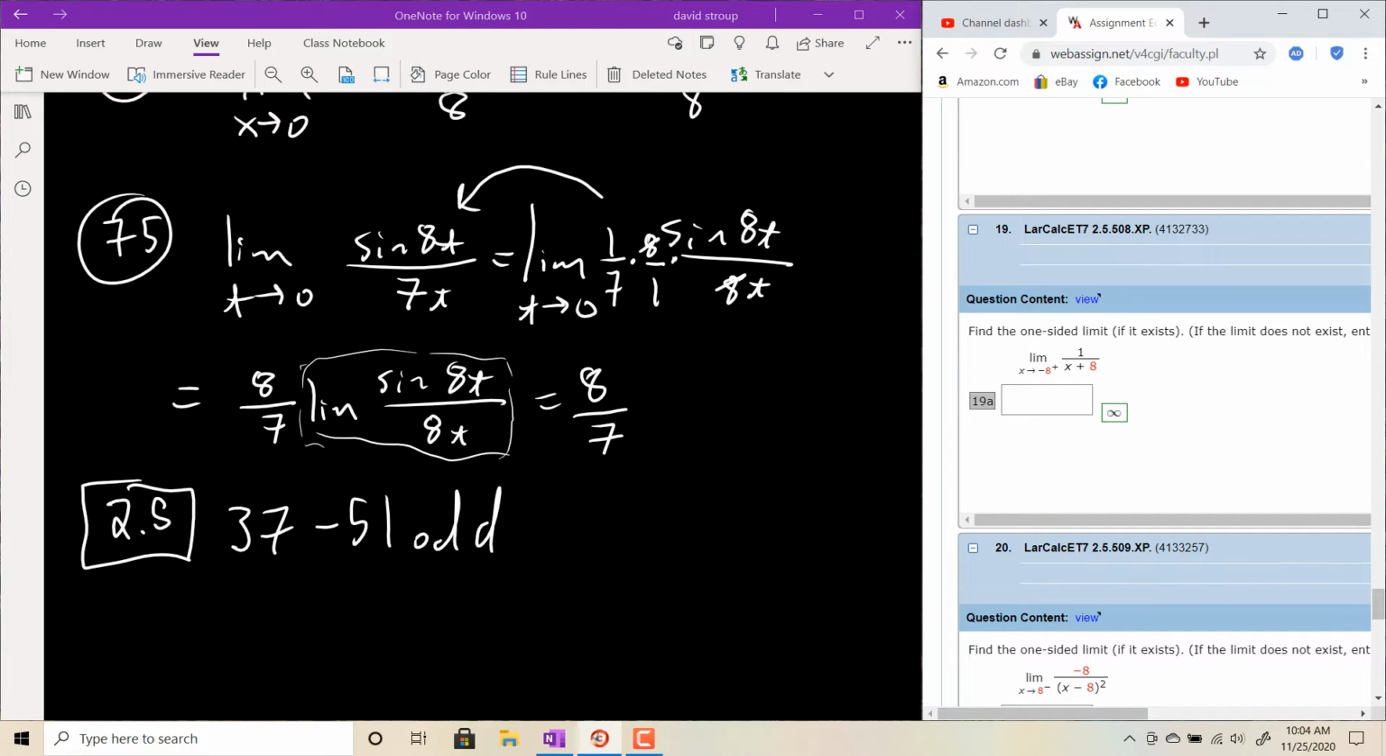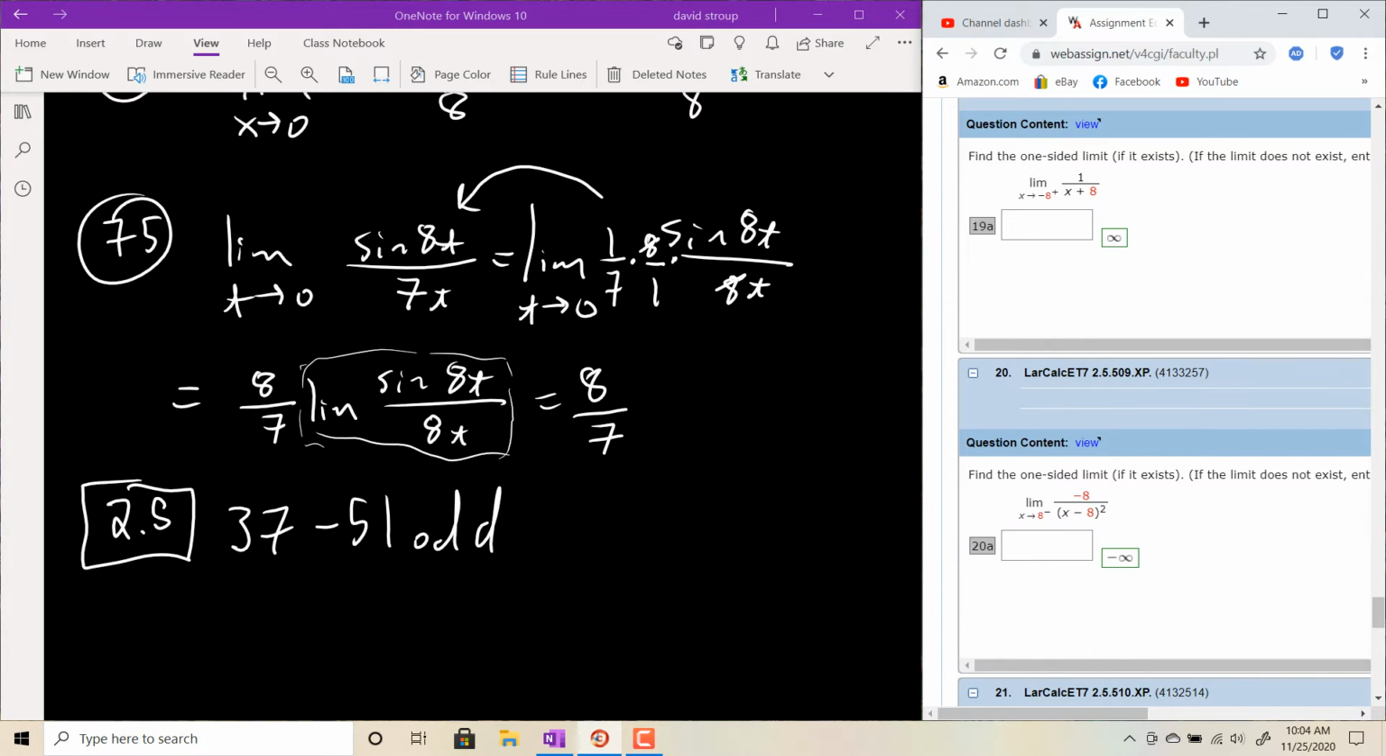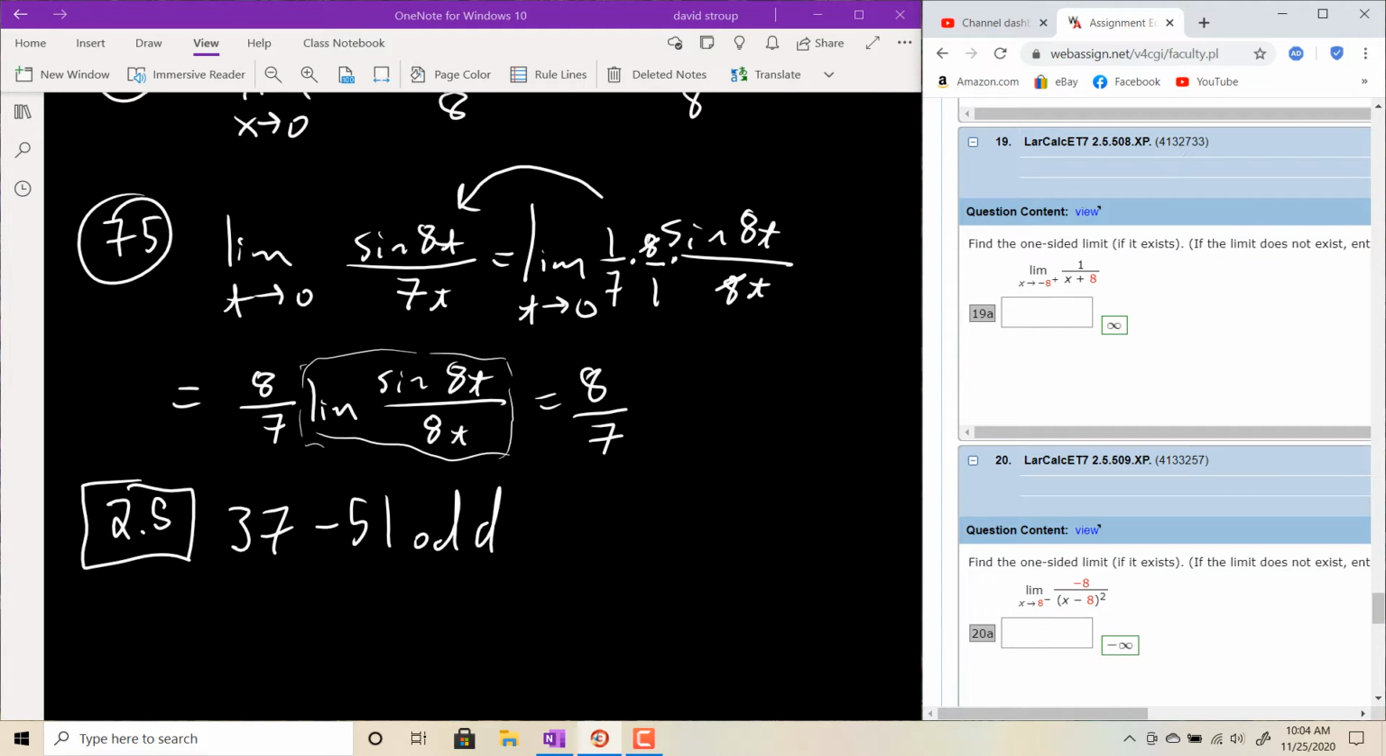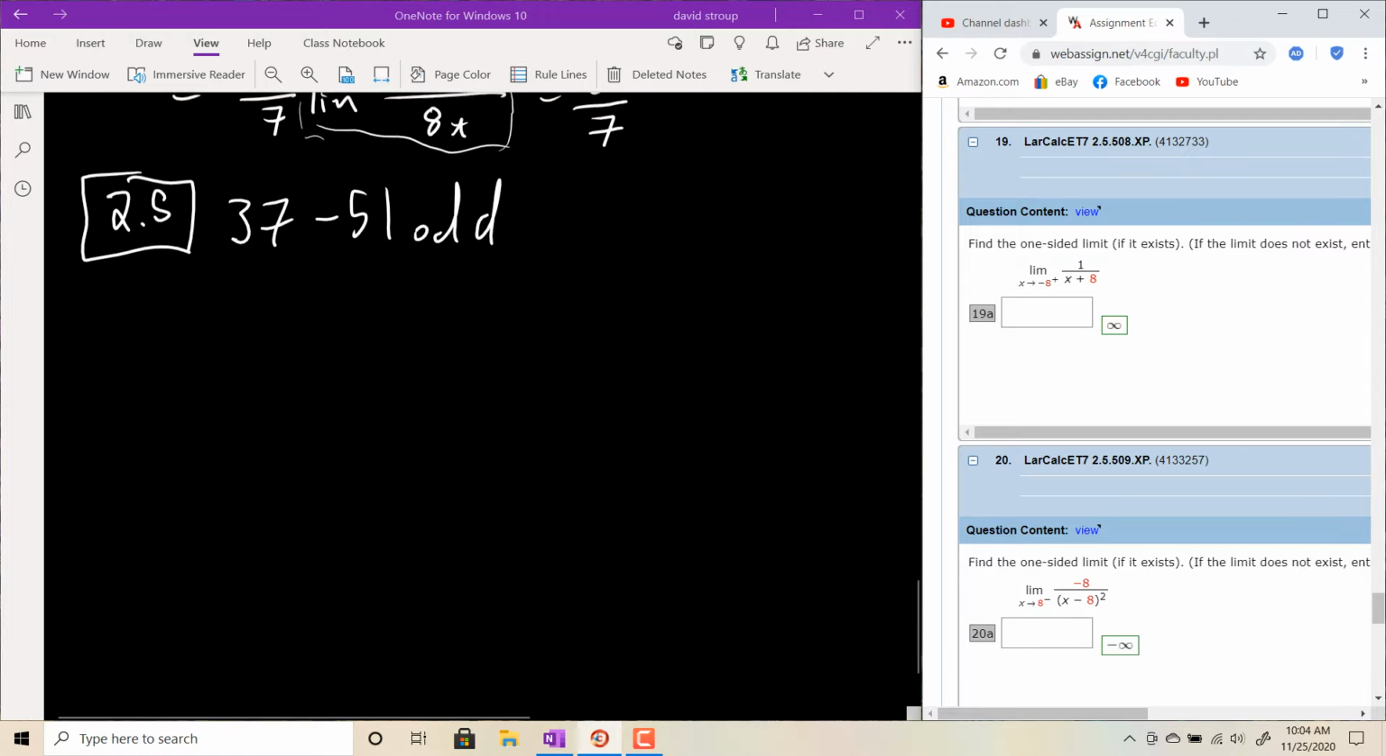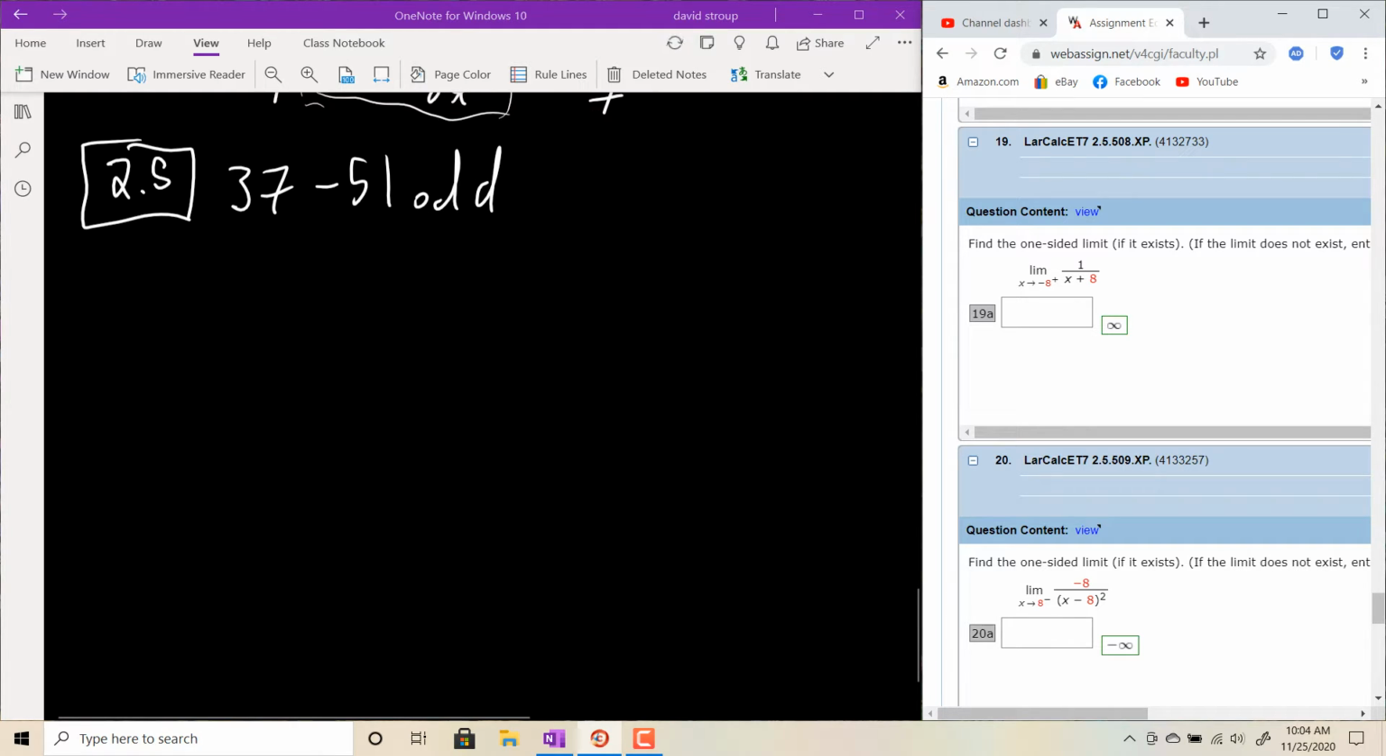Okay, here's a nice one I like. I have no idea what that number means on there. 2.5, 508. I'm just going to go with the book on these ones. So 37 to 51. But looking at this, I'm in the wrong section. 2.5, 37. Okay, so let's look at 37.